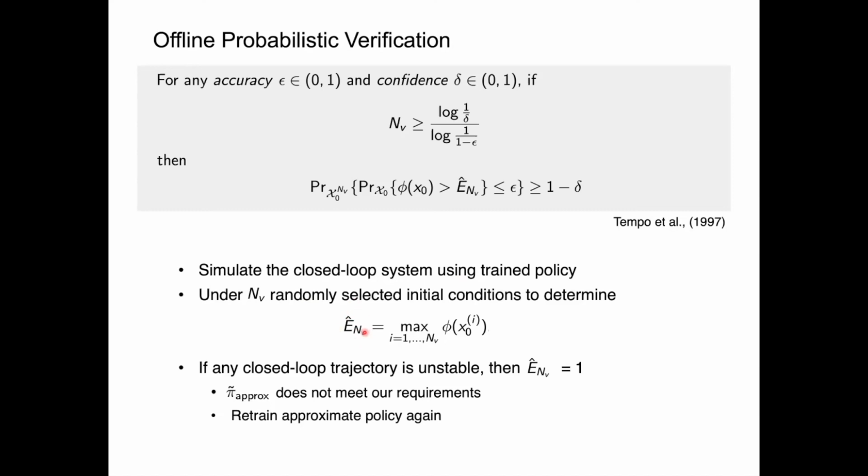If E hat NV is equal to 0, then all the closed loop trajectories are stable. If any closed loop trajectory is unstable, then E hat NV is equal to 1, and we can certify that the policy does not meet our requirements, and we must repeat the training procedure. With the modified approximate control policy, if we can ensure that E hat NV is equal to 0, then this implies that the approximate control policy converges to the optimal equilibrium point XE, UE.